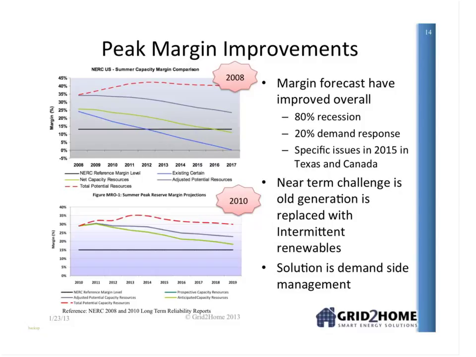So these two charts really show what's happening with this energy. This green line is where we're going to go. I mean, this is the capacity resource, and it shows that in 2016, in the summer, we are generally going to be falling below the margin requirement. Okay, that's where we are.